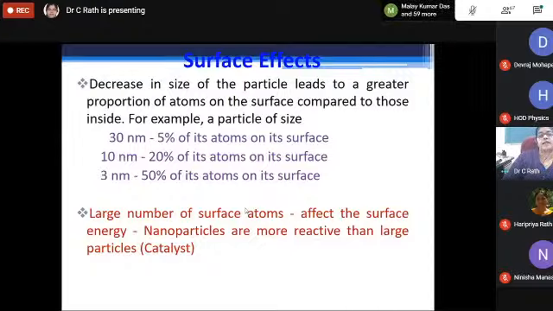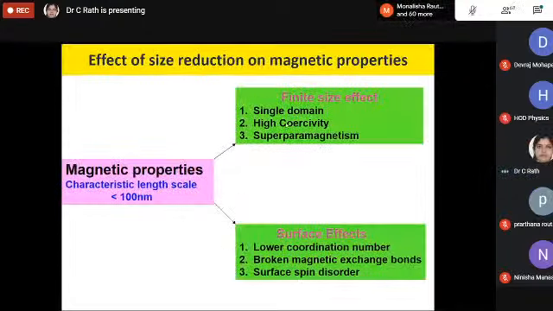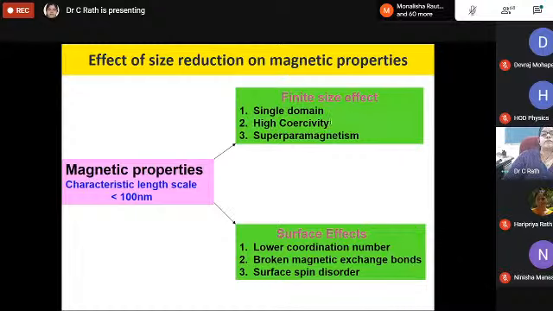The bonds are not saturated, and that is called dangling bonds. They have a large number of dangling bonds, so they are more reactive than larger particles. So what happens if you reduce the size? Then you have a single domain, high coercivity, and phenomena like superparamagnetism.